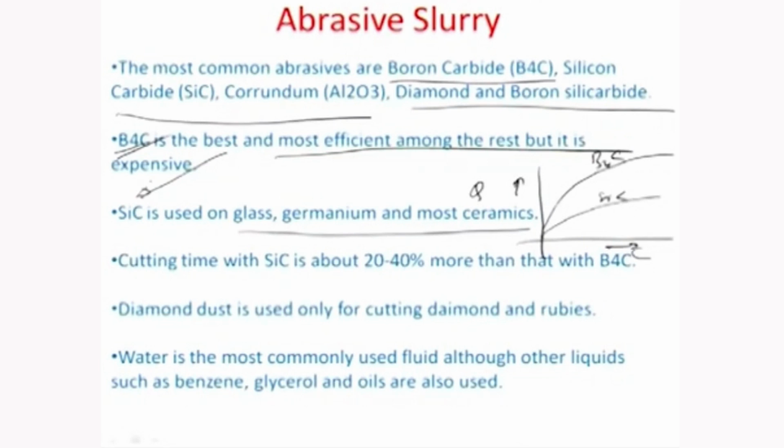So, the cutting time with silicon carbide sometimes is about 20 to 40% more than the boron carbide, although what is important though is that the lower average roughness would be realized using a silicon carbide material. So, if you talk about cutting diamond, then of course diamond dust is the only material which can be used particularly for cutting diamond or rubies or jewels. And so diamond dust of course is another kind of abrasive which can be used for the USM process.